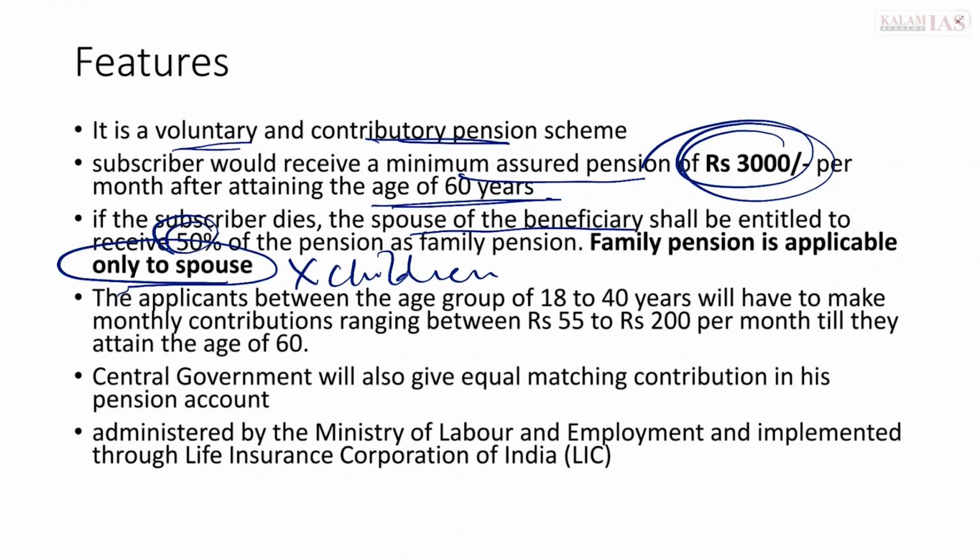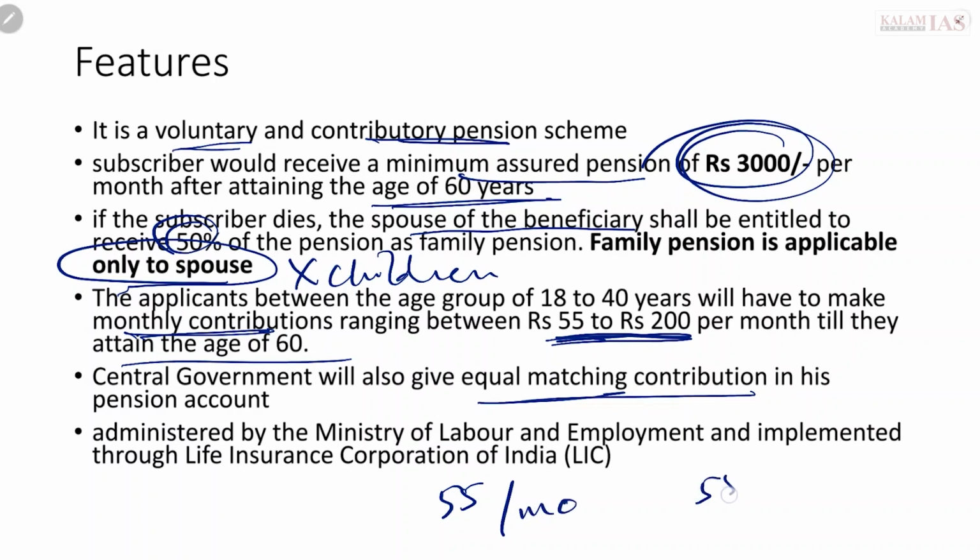Okay. The applicants between the age group of 18 to 40 years will have to make monthly contributions, okay, ranging from rupees 55 to 200 rupees per month till they attain the age of 60. The central government will also give equal matching contribution in his pension account. So if you give rupees 55 per month, the central government will also give 55 per month. If you give 100 per month, then the central government will also pay more. So you have incentive to pay more.